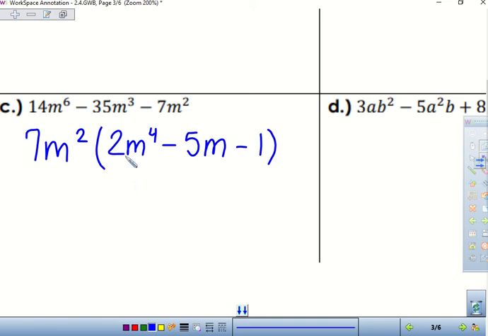Yeah, very good. So it's m to the fourth because essentially what we're doing is dividing by 7m squared. When you divide an exponent by another exponent with a like base, you actually subtract the exponents. So another way to think about it is you actually have 6 m's here, and you took 2 of them out, leaving you with 4. Any other questions here? All right.